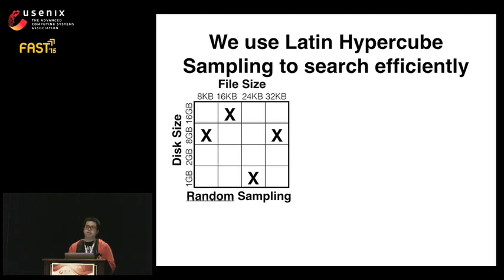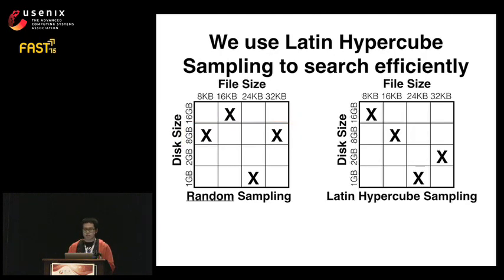A problem of random sampling is that it may leave some space unexplored, such as disk size of 2 GB in this case. Also, having 2 samples for disk size of 8 GB may confuse people when you visualize data, because it may appear to have more problems than other cases.